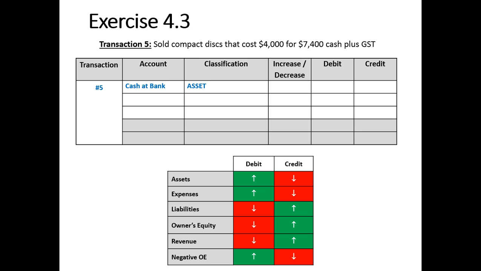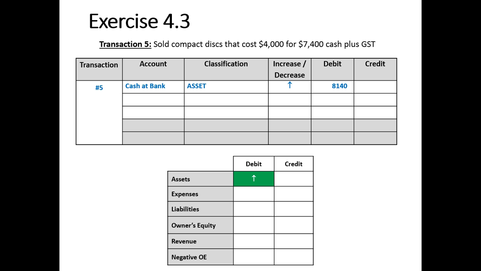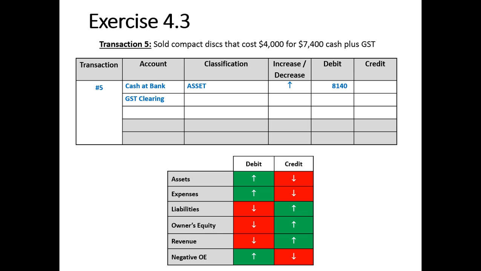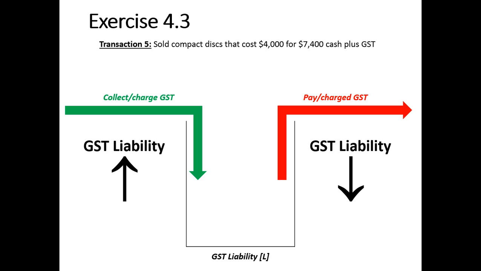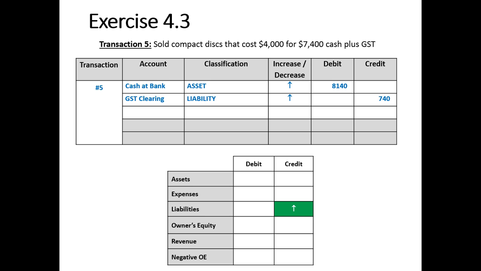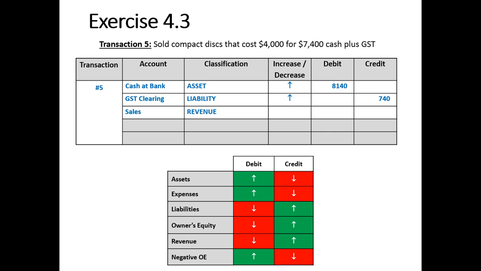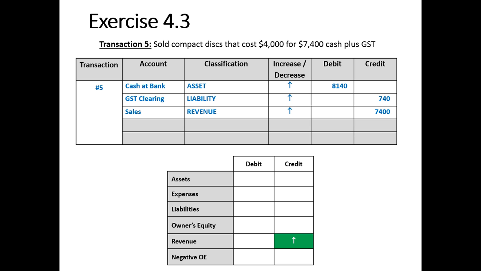We've got cash at bank going up, and when an asset goes up, that's a debit. So it's going up for the $7,400 plus the $740 GST. Got the GST liability. Now whether that's going up or down, again we need to figure out, are we the one collecting or charging it, or are we paying it? So in this instance we're the one that's collecting or charging the GST. That goes into our GST pot and therefore increases the amount we owe the government. So that'll be a liability going up, and that'll be a credit. Lastly, we have sales, which are a revenue. They're increasing, and the rule says that revenues increase on the credit side.